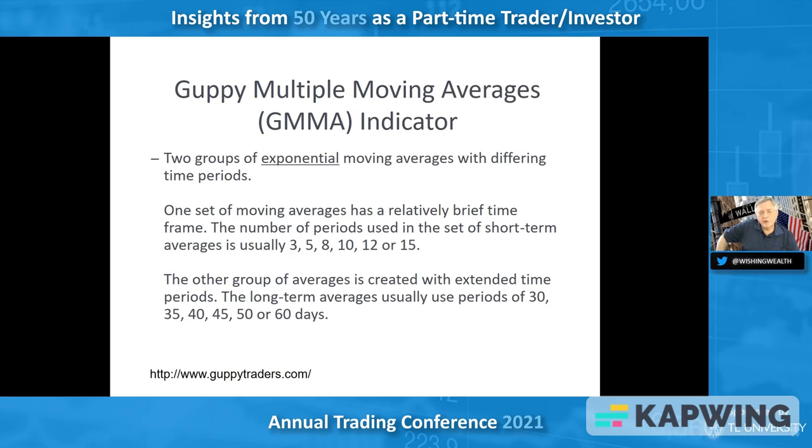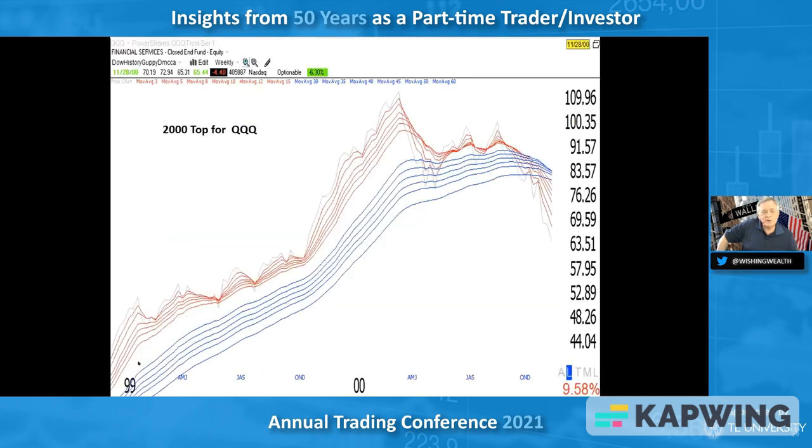But the reason I want to show you is, when I look at the indexes with the Guppy indicator, it tells me something else in terms of a pattern I can see. Go ahead, David. So here's the 2000 top. Notice again, all the red averages, which are the faster ones. And by the way, I do them differently in different colors.